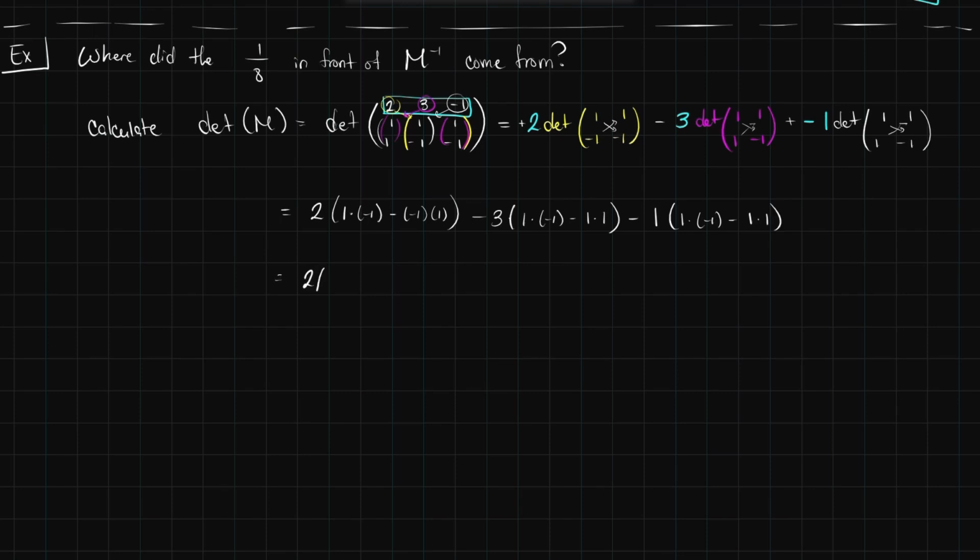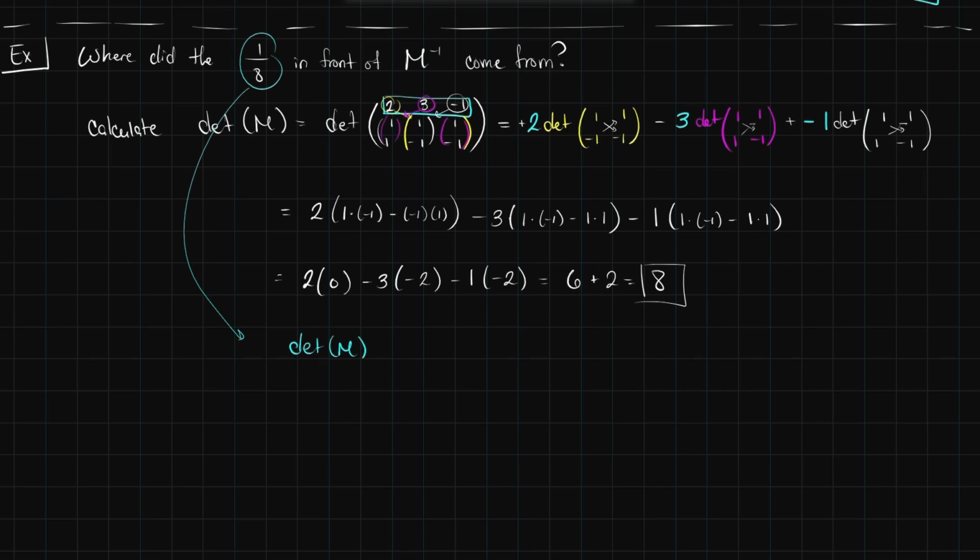Simplify a little further, that's 2 times negative 1 minus negative 1, 0, minus 3 times negative 1 minus 1 is negative 2, minus 1 times negative 1 minus 1 is negative 2. Looks like we have 6 plus 2, 8. So that's the determinant of the matrix, and in fact the 1/8 in front of our inverse is because the determinant of M is equal to 1 divided by the determinant of M inverse. Or vice versa, the determinant of M inverse is 1 divided by the determinant of M.